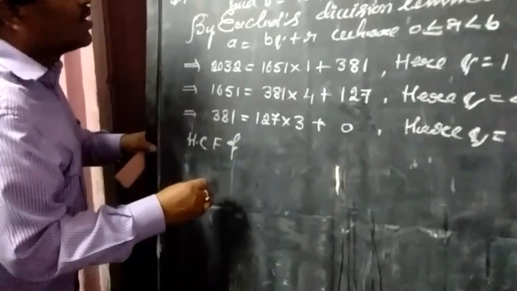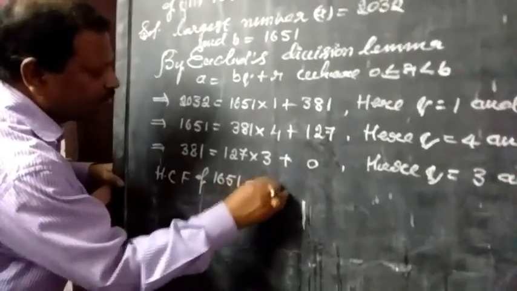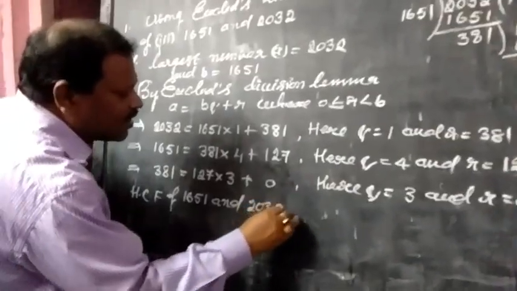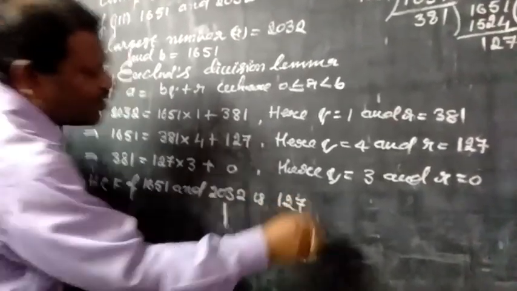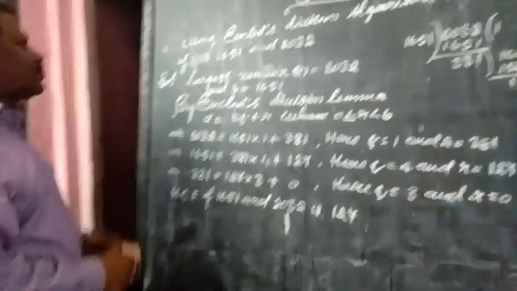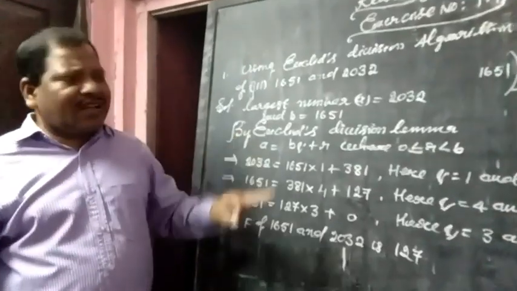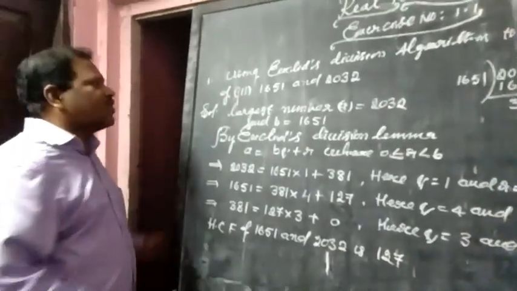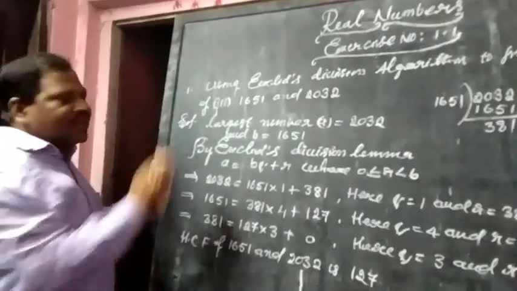Therefore HCF of 1651 and 2032 is 127. What is the answer? 127. Are you understood? Clear? The next. The second sum I already explained before in the video, so now the third sum I have given the solution. Sum number 3. Okay, understood?